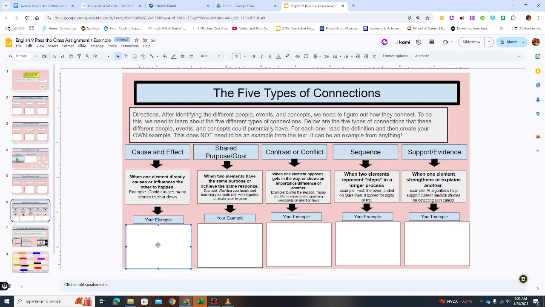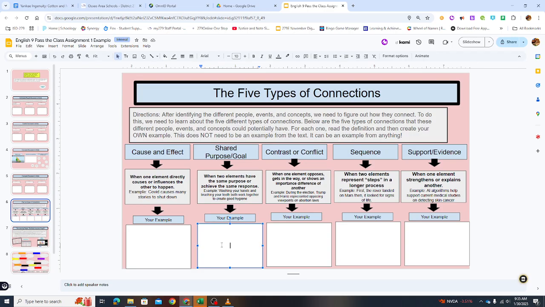You in this box have to come up with your own example of something that has a cause and effect relationship. Anything at all. It doesn't have to do with the article yet. The next one is shared purpose or goal. So these are 2 things that want the same outcome.